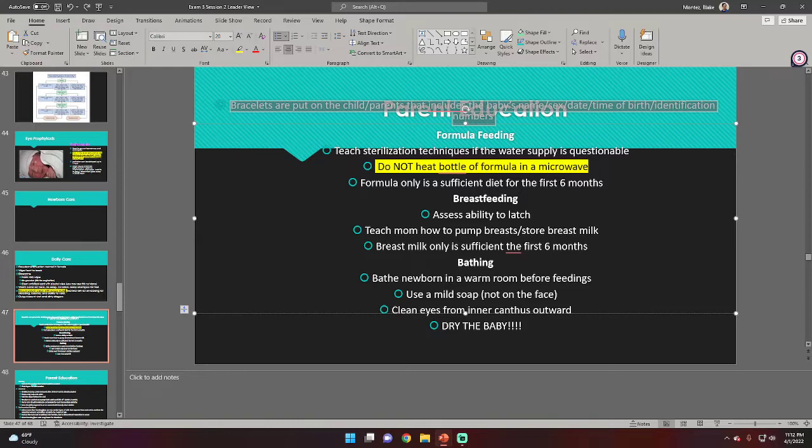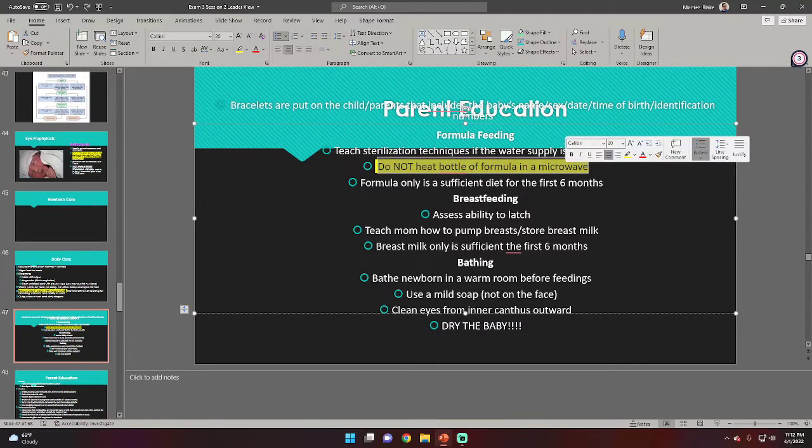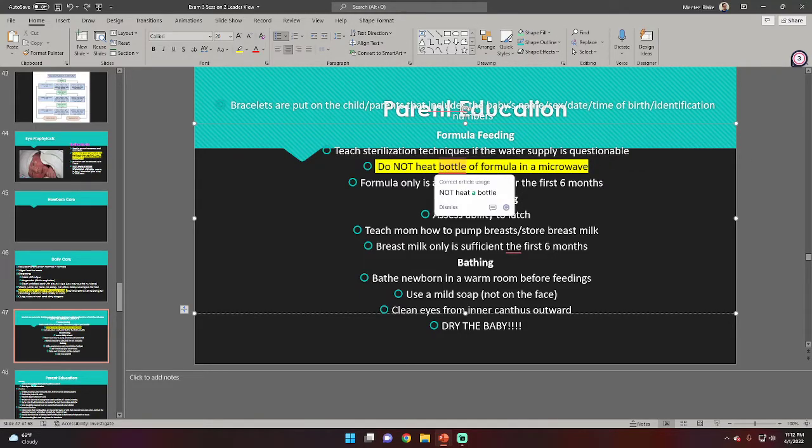We're doing formula feedings. If they are doing that, we're teaching them, do not heat the bottle and the formula in a microwave. Just think about when you're putting a thing of soup in the microwave. Sometimes you get a cold chunk of soup. Sometimes you get a really, really steaming hot chunk of soup. Of course, what we think is hot is different than what babies can tolerate, and it won't mix evenly. It's just not safe. It needs to be in a warmer. Formula is a sufficient diet for only the first 6 months, so we're not giving them cow's milk.